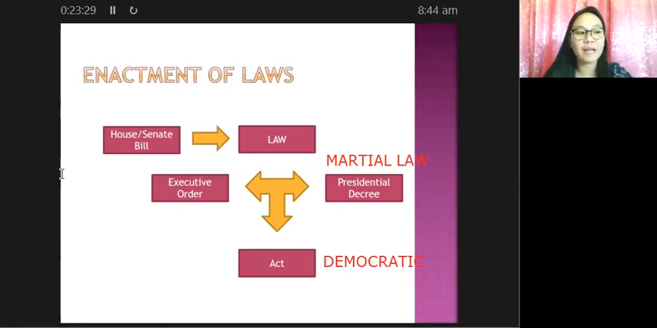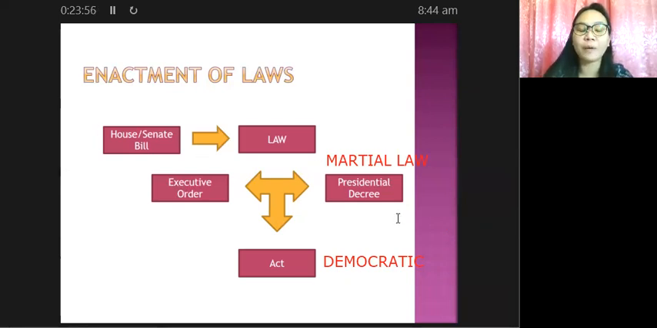An executive order is not as encompassing as an act or a presidential decree, but it has the effect of a law. And of course, if a particular person does not adhere to your executive orders, there are legal repercussions in that case.